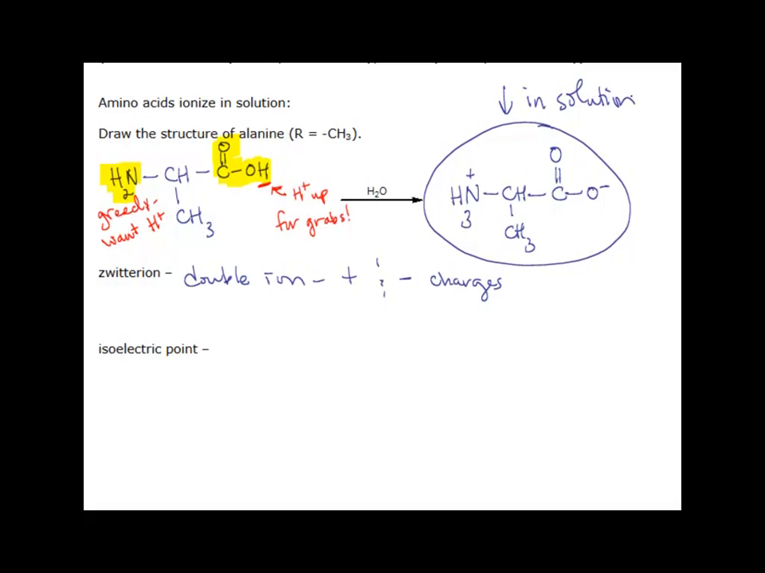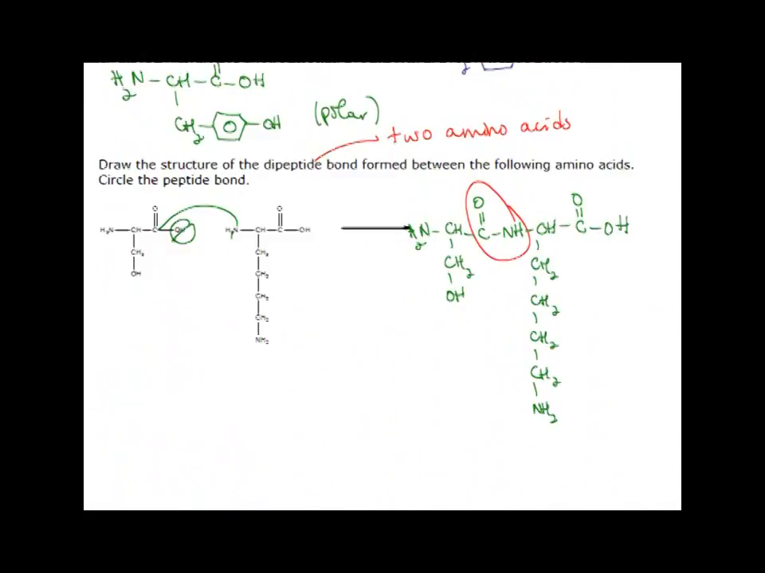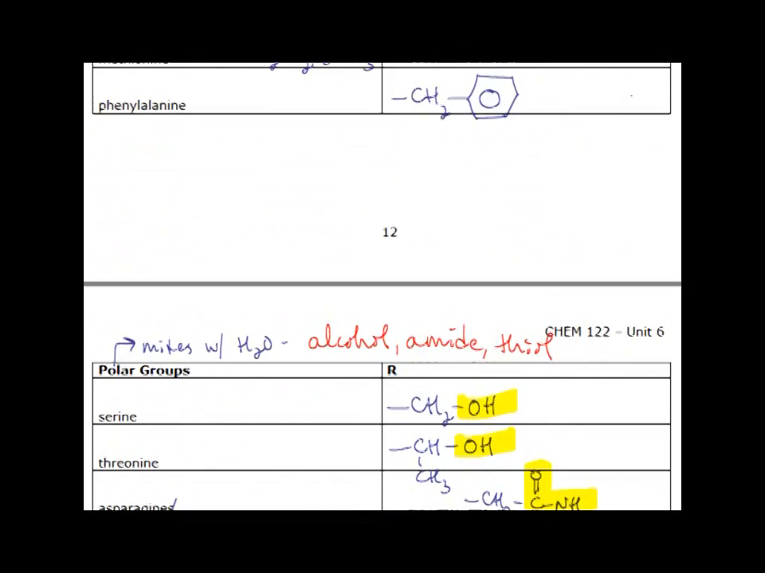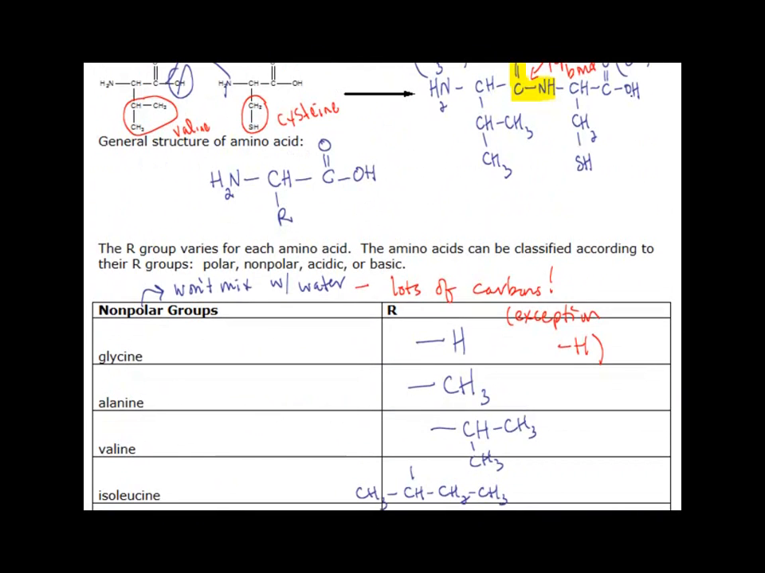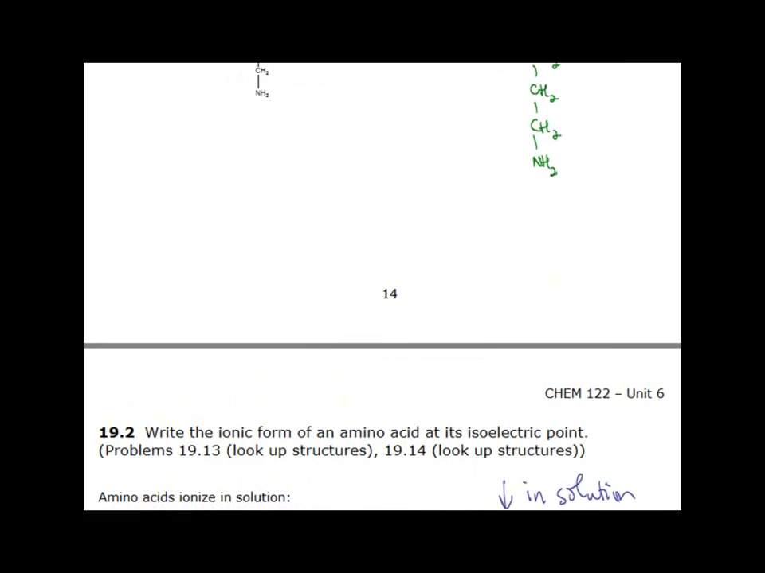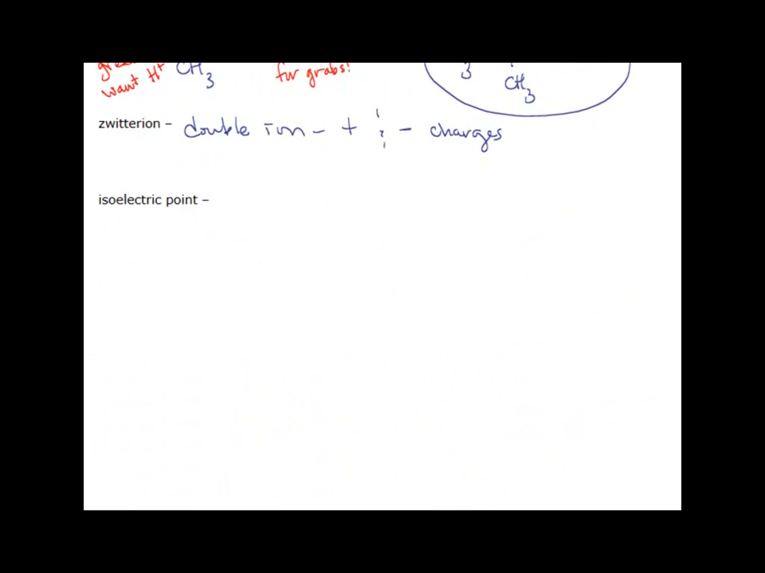So if you remember, there was a problem at the top of page 12, where I said you could see NH3 plus or O minus. If that's in solution, that's more likely how it's going to be. So be familiar with both, but more likely to exist in solution is the zwitterion, because amino acids ionize in solution.